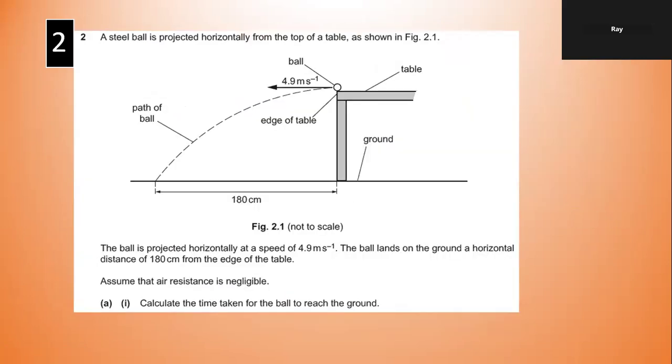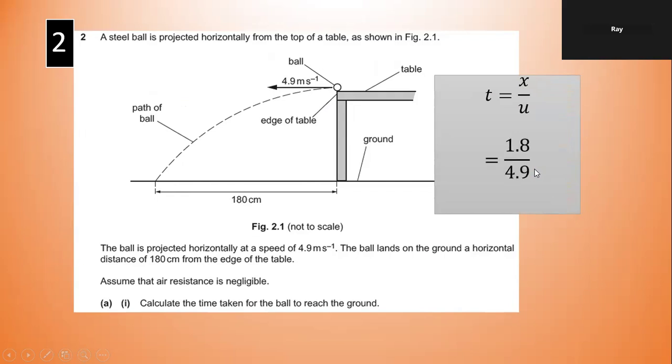Okay, let's do number 2 then. A steel ball is projected horizontally from the top of the table as shown in figure 2.1. Clear already? You got a picture: horizontally, there's a distance, there's a table. Calculate the time taken for the ball to reach the ground. What's your answer? 0.4 seconds. Use these two. Treat as if this ball is traveling that way.